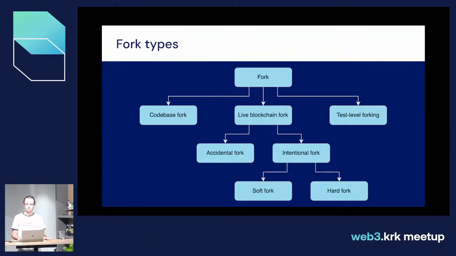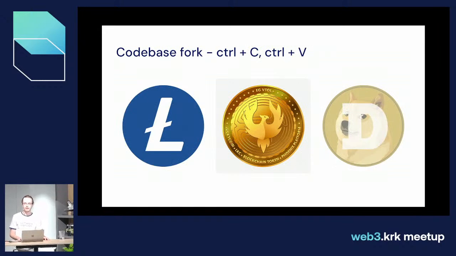So the fork splits into code-based fork, live blockchain fork, and test-level forking. We will talk about test-level forking at the end. And live blockchain fork splits into some other kinds we will talk about later. So let's jump to code-based fork.